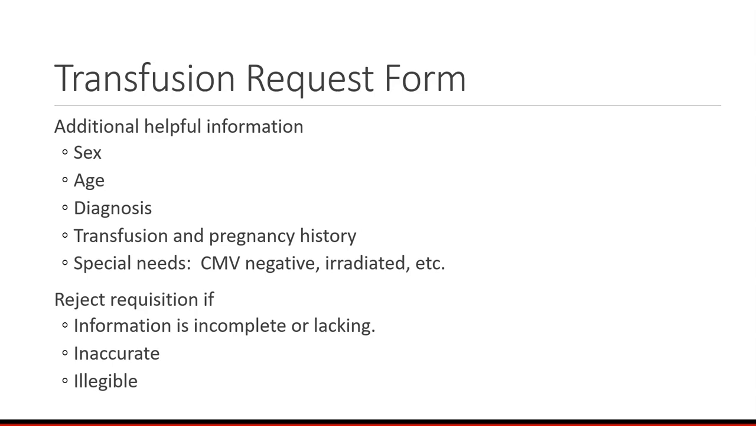If the request form has any errors in it, for example, the information is incomplete or lacking, this has happened to me a number of times, instead of having Thomas Smith, they have Tommy Smith. I'm sorry, that's not his given name. That's not his legal name. If it's inaccurate, they requested, I don't know, 10 units of packed RBCs, and you know this patient, based on their hematology results, they definitely do not need 10 units of packed RBCs.